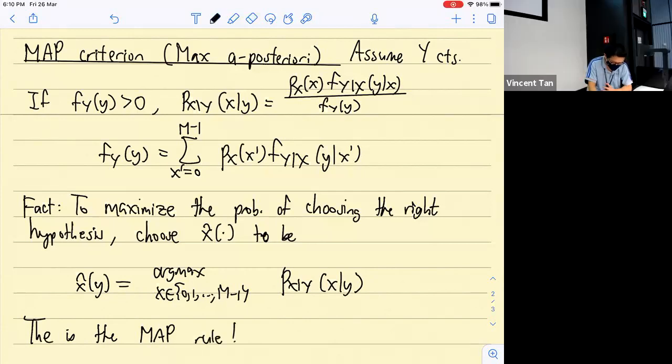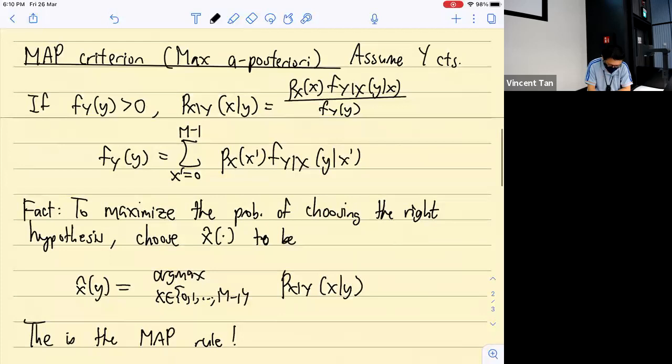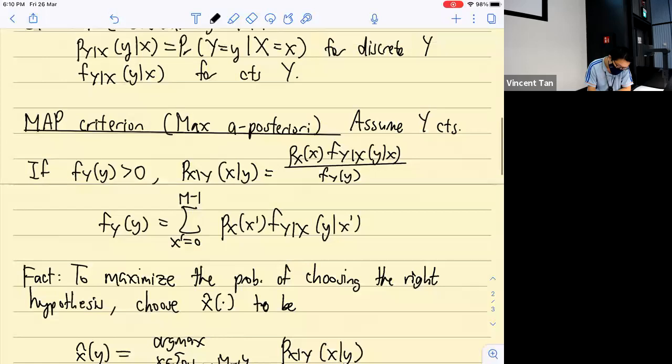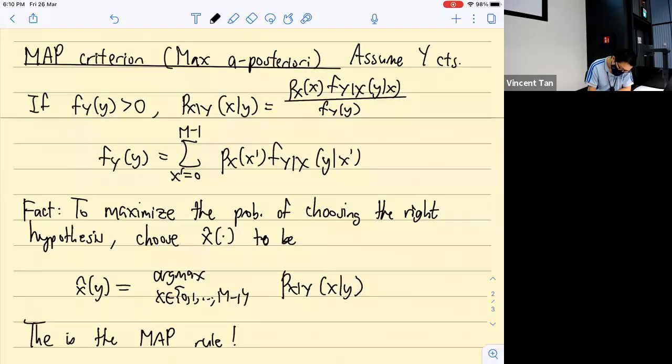So we want to maximize the probability of choosing the right hypothesis, and the rule that I prescribed to you is the MAP rule. A few words about this. Here, this p of x given y has a name. Let me repeat the names. This p of x is called a prior. I've already talked about this just now. This is called the observation model or the likelihood model.